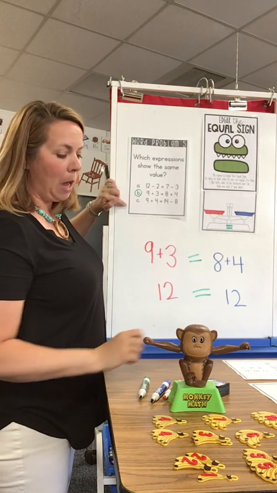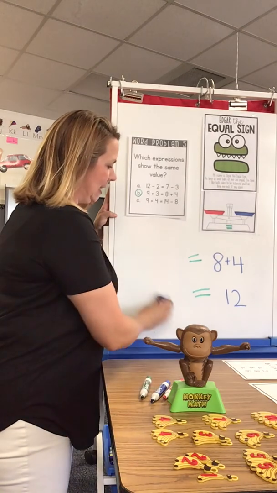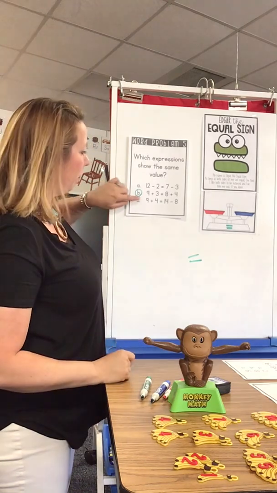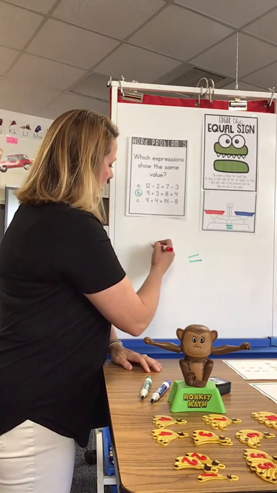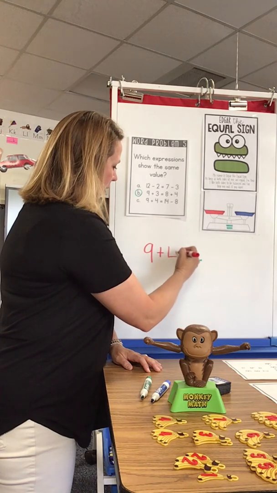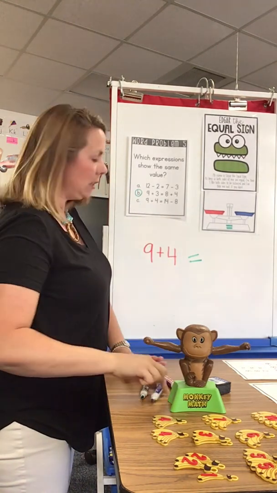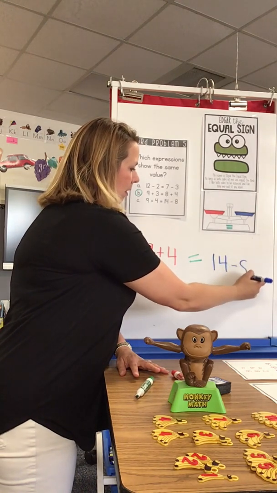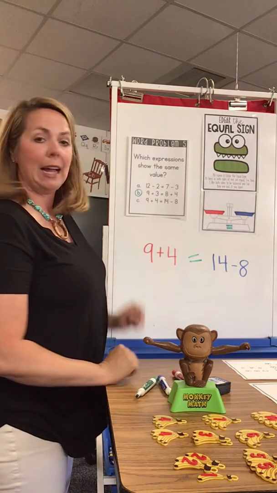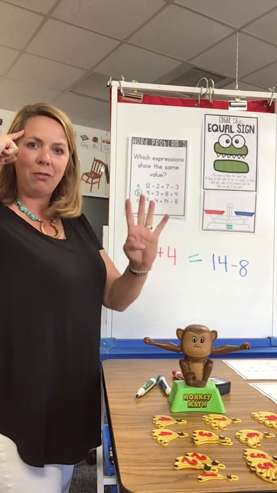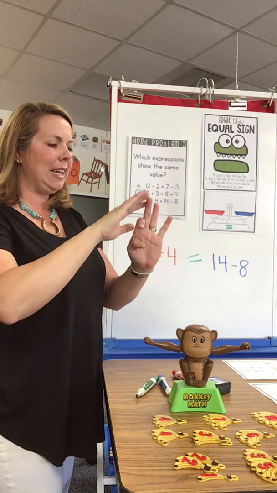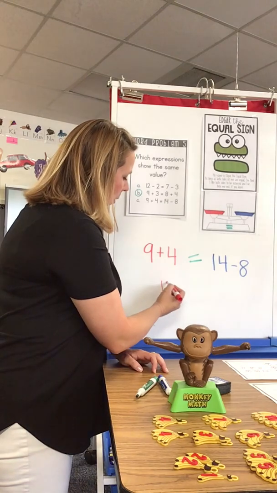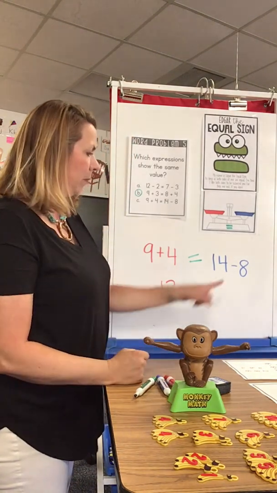But let's double check option C just in case. Let's see what we come up with. 9 plus 4 is the same as 14 minus 8. Okay, I'm going to start with this side. 9 plus 4. 9 in my brain and 4 on my fingers. 9, 10, 11, 12, 13. 9 plus 4 has a value of 13.